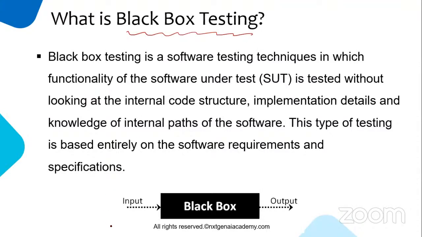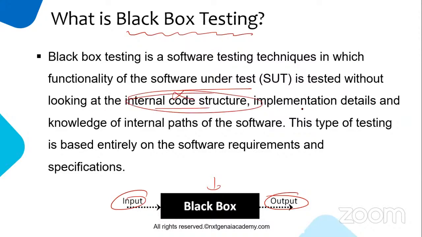We already discussed this. You give an input, and what is the expected output? That is called black box testing, in which the functionality of the software under test is tested without looking at the internal code. We don't worry about the code implementation. It is not at all a part of our problem. You just test as a user by giving an input, and we compare the output with the expected result.